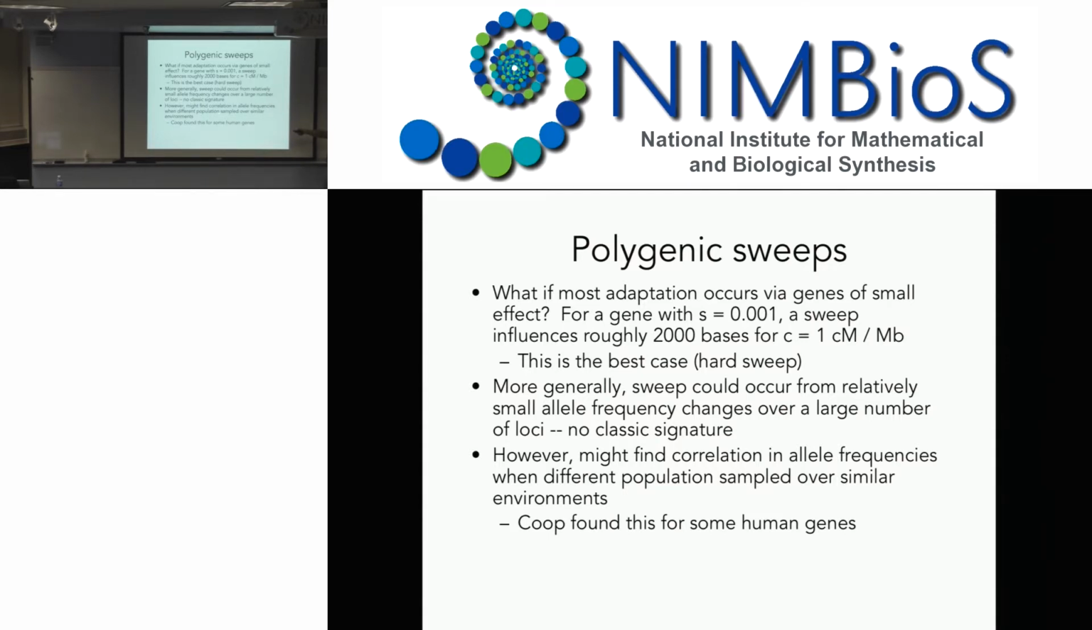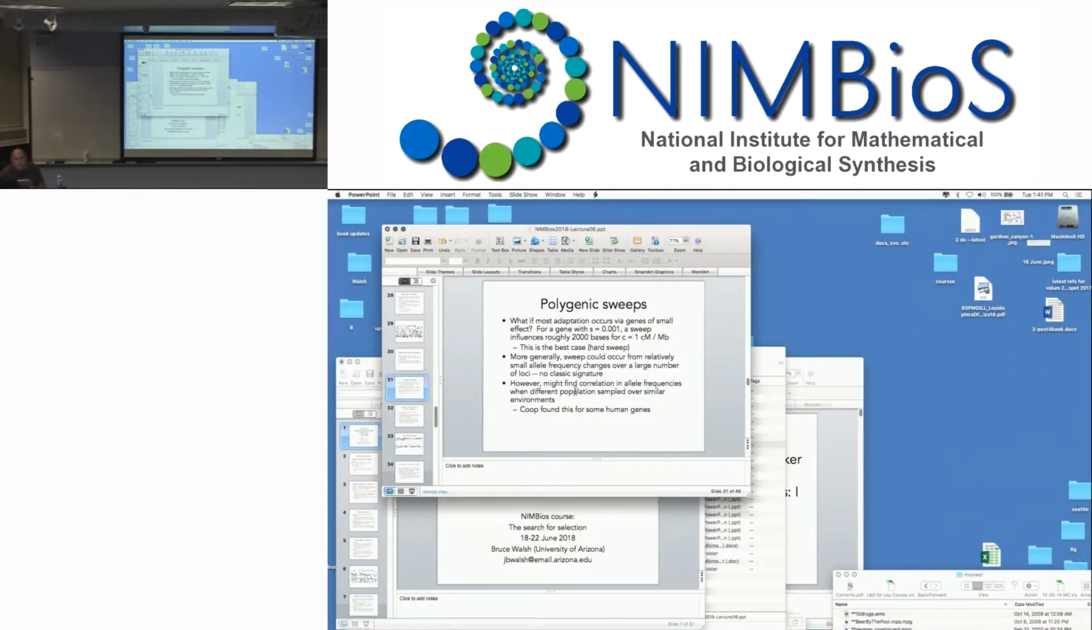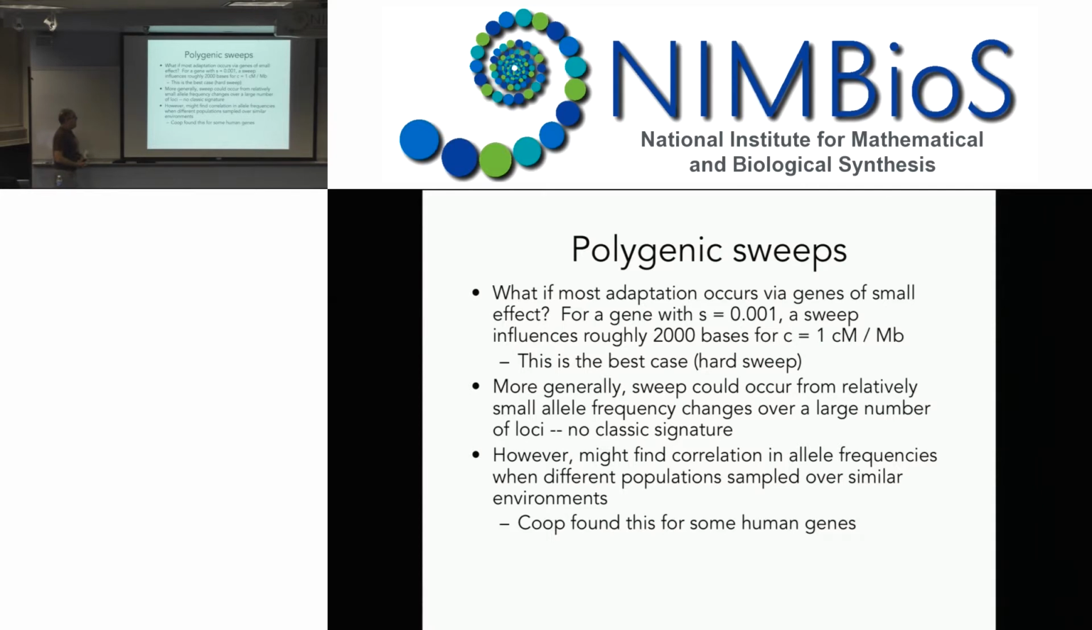Now, one of the things we'll talk about later on is that we might find correlations in allele frequencies when different populations are sampled over similar environments. This is one of the original tests that was used. They basically took alleles and sampled over human populations and asked if there was a correlation, for example, between UV levels and allele frequencies. So the environment over independent sites was generating correlations. We'll talk about some of those tests a bit later on.